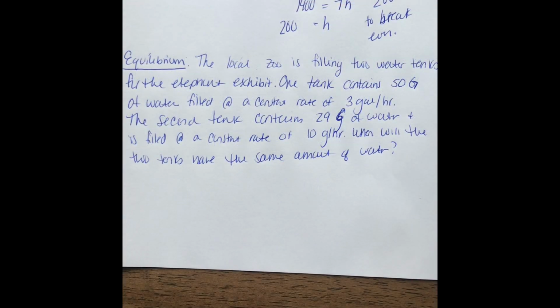All right, another equilibrium problem. The local zoo is filling 2 water tanks for the elephant exhibit. One tank contains 50 gallons of water, filled at a constant rate of 3 gallons per hour. The second tank contains 29 gallons of water and is filled at a constant rate of 10 gallons per hour. When will the 2 tanks have the same amount of water? So we're going to create some equations.